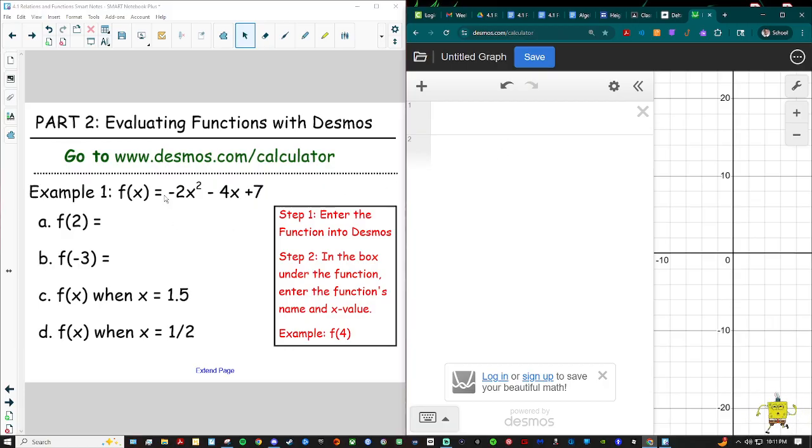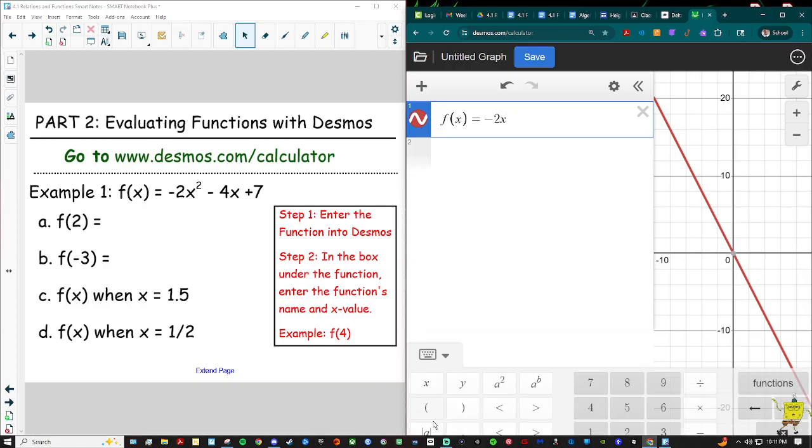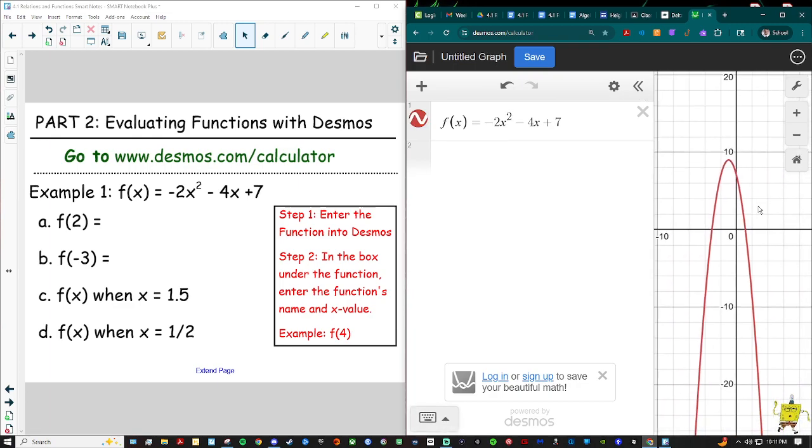So let's evaluate the function f. First step is entering the function into Desmos. So click into Desmos and type it in exactly. F of x equals negative 2x. If you don't know how to do our little exponent, pull up your keyboard. It's right here. F of x equals negative 2x to the power of negative 2, minus 4x plus 7. Now I can see what my graph looks like over here, but we don't really need to do any graphing. So my goal is to now answer these 4 questions.